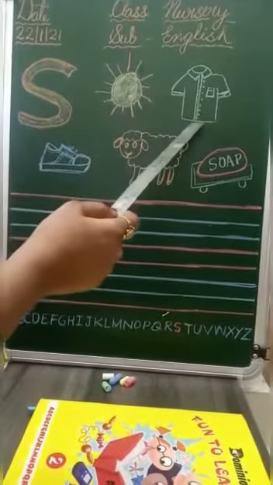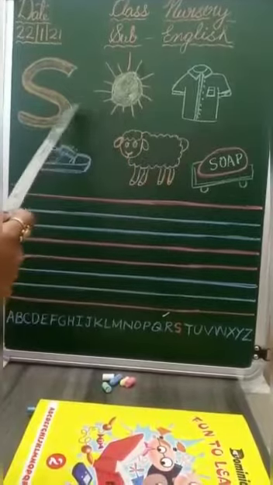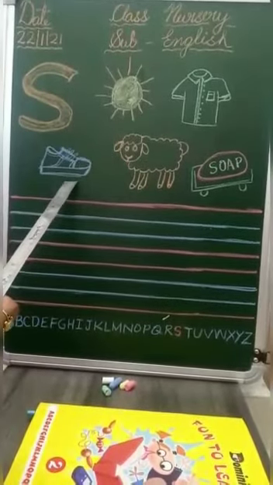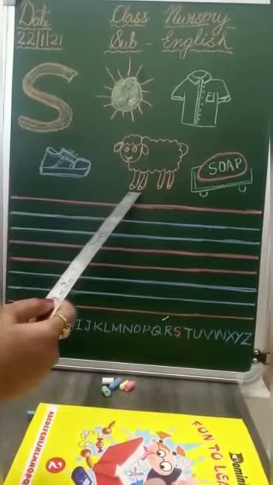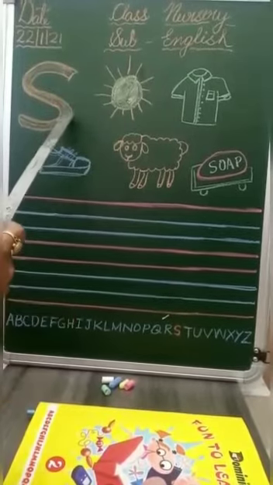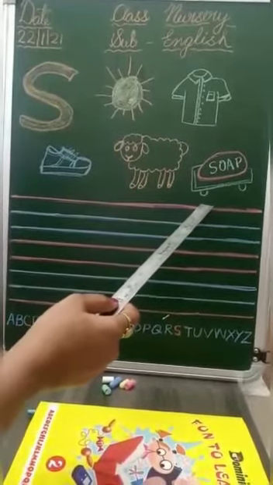S for shirt, sh, shirt. S for shoes, sa, shoes. S for ship, sa, ship. S for soap, sa, soap.